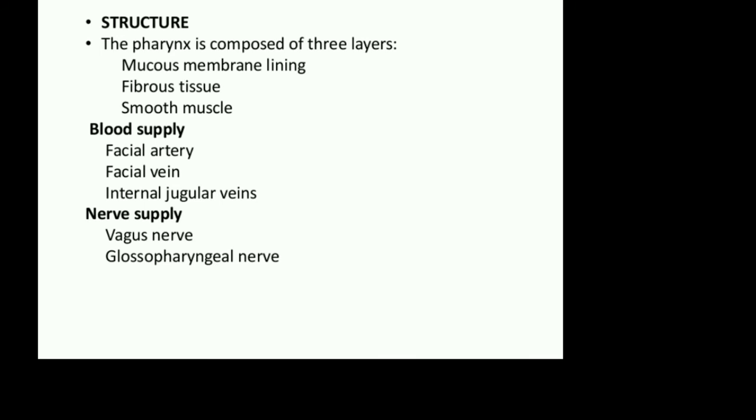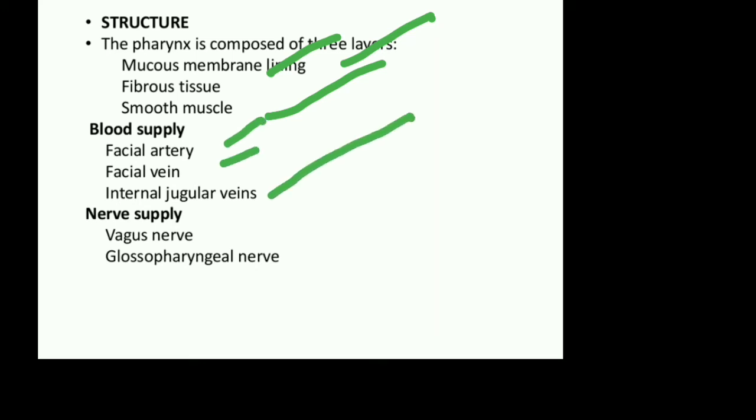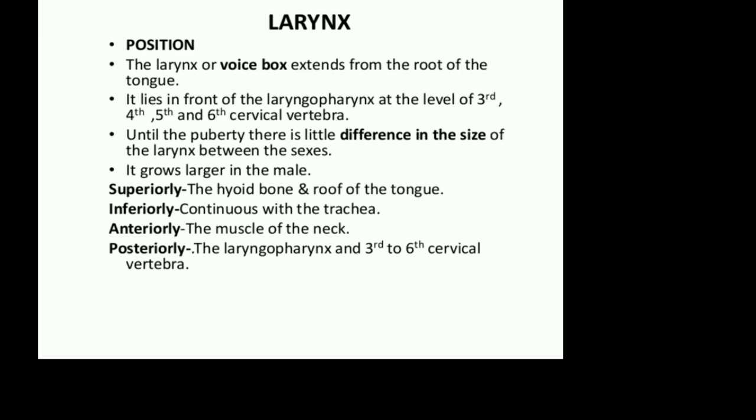And the pharynx is composed of 3 layers: mucous membrane lining, fibrous tissue, smooth muscle. Blood supply will be done by facial artery and facial vein and internal jugular veins. Nerve supply: cranial nerve supply from vagus nerve and glossopharyngeal nerve. So, this is about the pharynx.